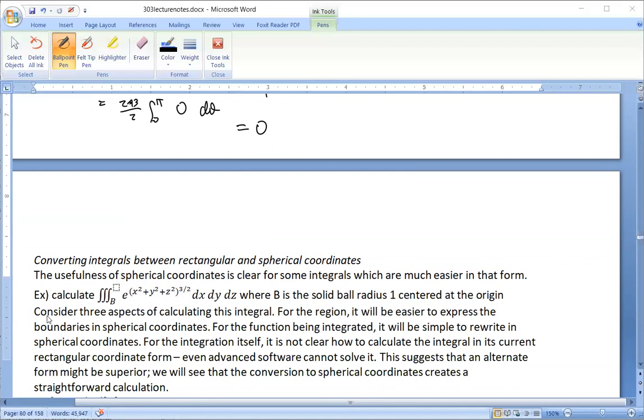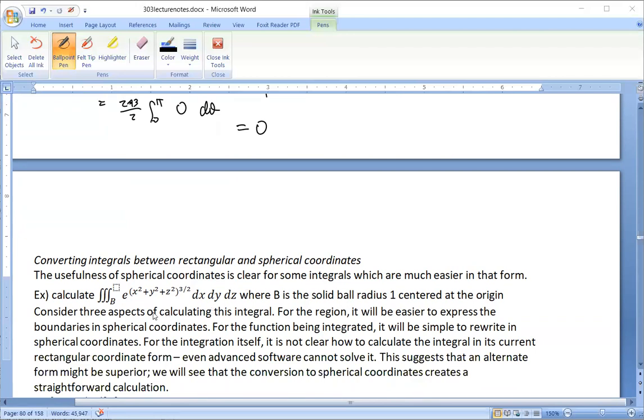Also, in terms of doing the integration itself, it is not at all clear how to actually do that integral. So we can certainly hope that once we put it in spherical coordinates, it's going to give us something easier to do. And then, of course, finally, dx dy dz is just dV, and we know how to convert that into a spherical integral. Okay, so let's take a look at how this conversion works.